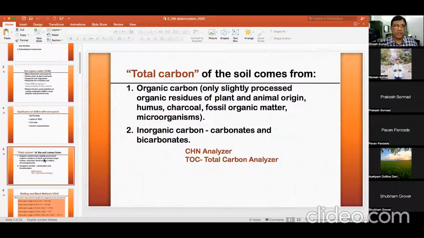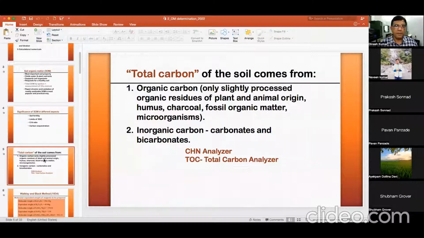Now, one question usually asked by students is, what is total carbon? So total carbon is practically organic carbon plus inorganic carbon. So organic carbon components are already known to you. It may include slightly processed organic residues of plant and animal origin. So organic matter always comes from living things or living organisms. Humus is also part of organic matter or carbon, along with charcoal, fossil organic matter, and microbes.